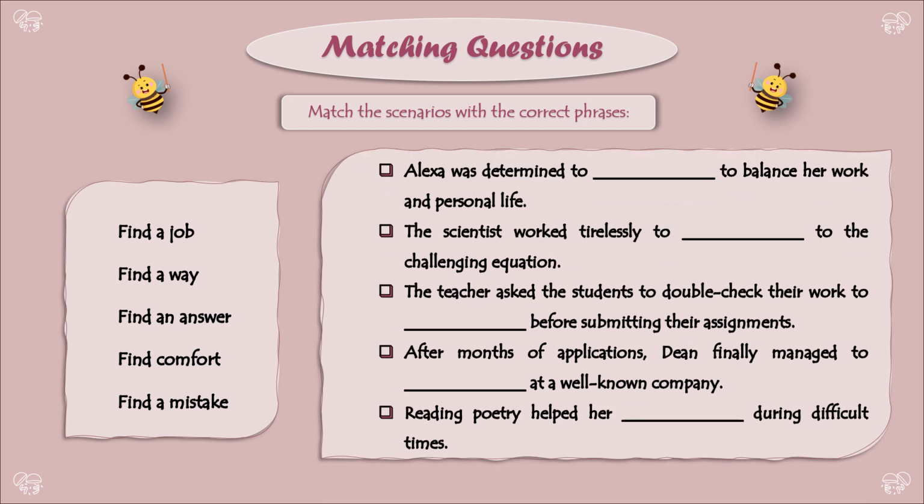Matching questions. Match the scenarios with the correct phrases. Find a job. Find a way. Find an answer. Find comfort. Find a mistake. Alexa was determined to blank to balance her work and personal life.